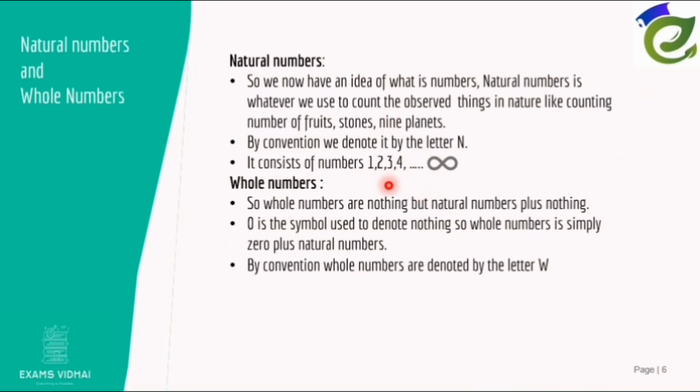Whole numbers are nothing but natural numbers plus nothing. We wanted a way to represent nothing. Zero is simply used to denote nothing. So whole numbers are simply 0 plus the natural numbers. By convention, we denote whole numbers by the letter W.